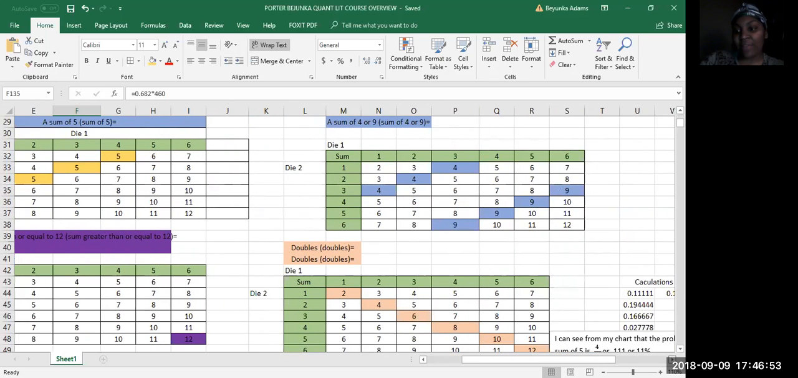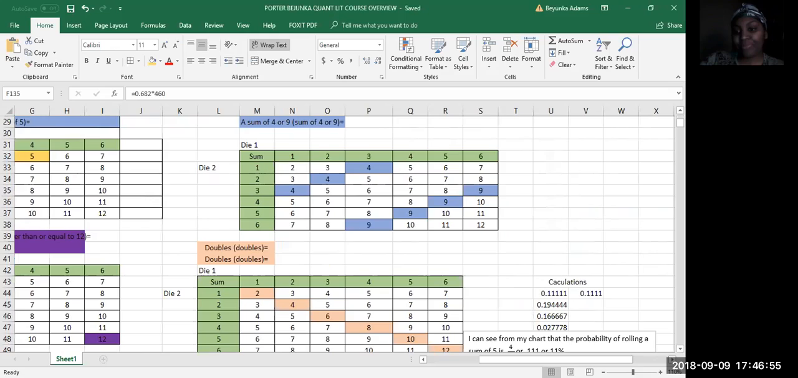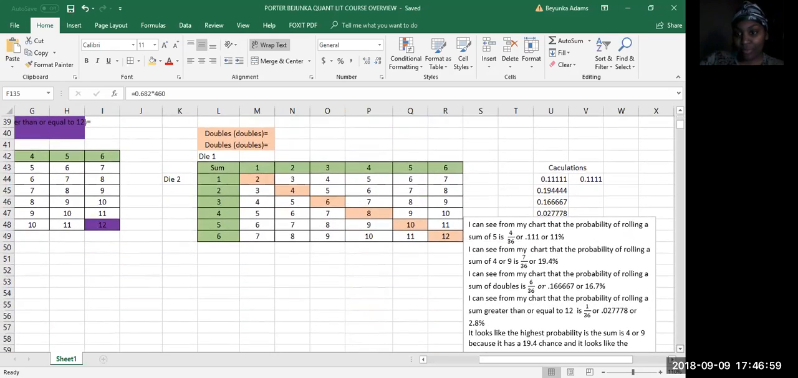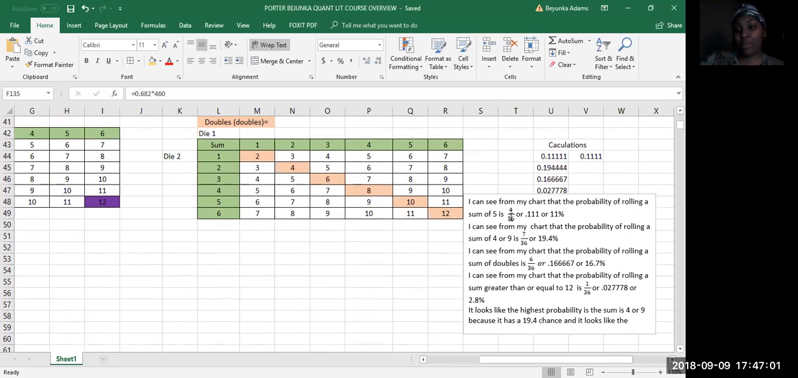And then basically we have to find the calculations. So the probability of rolling the sum of 5 is 4 out of 36 or 0.111, and then you turn that into a percentage, and so on. We did the rest of the charts the same way, finding the fraction or the percentage.